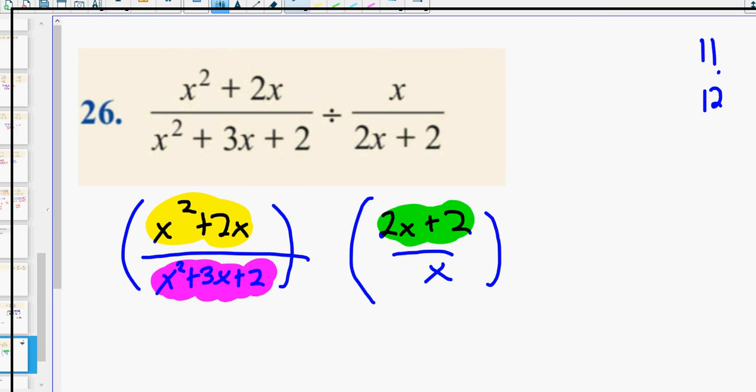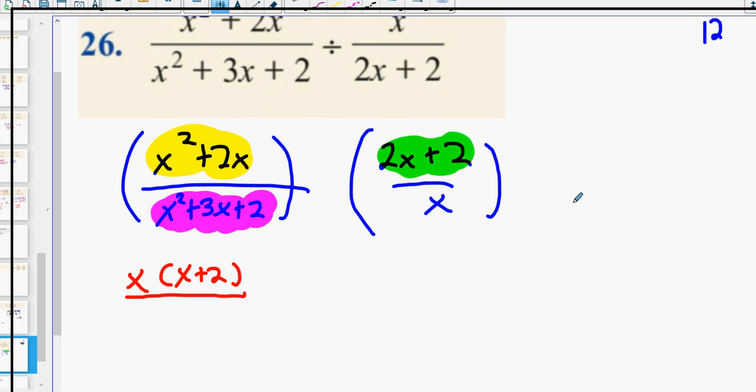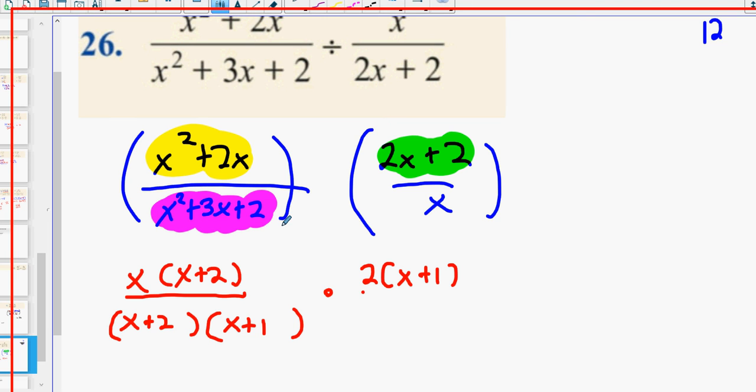So how am I going to factorize them? Let's begin. How do you factorize the yellow part? X into? Excellent. All right. And then how do you factorize the pink part? 2 numbers that multiply to give you 2, but add to give you 3. So 2 plus 1. Excellent. What about this one here? The 2x plus 2? 2 and x plus 1 all over x.